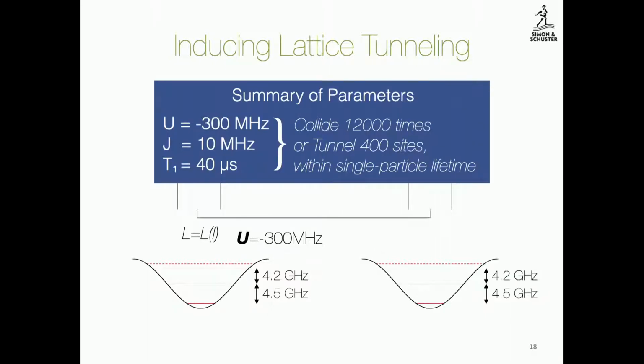And the question you should ask yourself now is, how long do the photons live in the system? Well, typically for 40 microseconds, thereabouts. The world records are like 500 microseconds. But this means that the photons can collide like 12,000 times or tunnel 400 sites within their lifetime, which is pretty compatible, actually, with what we realize in Bose-Hubbard systems with cold atoms.